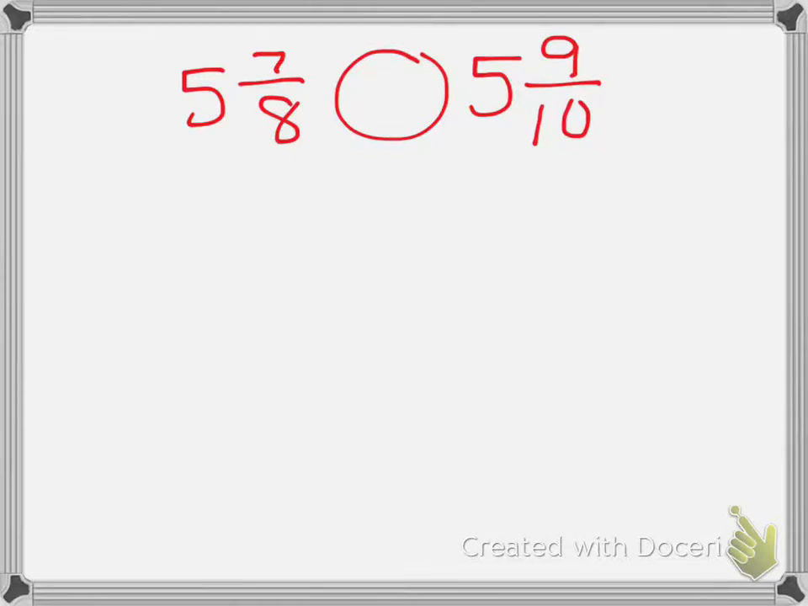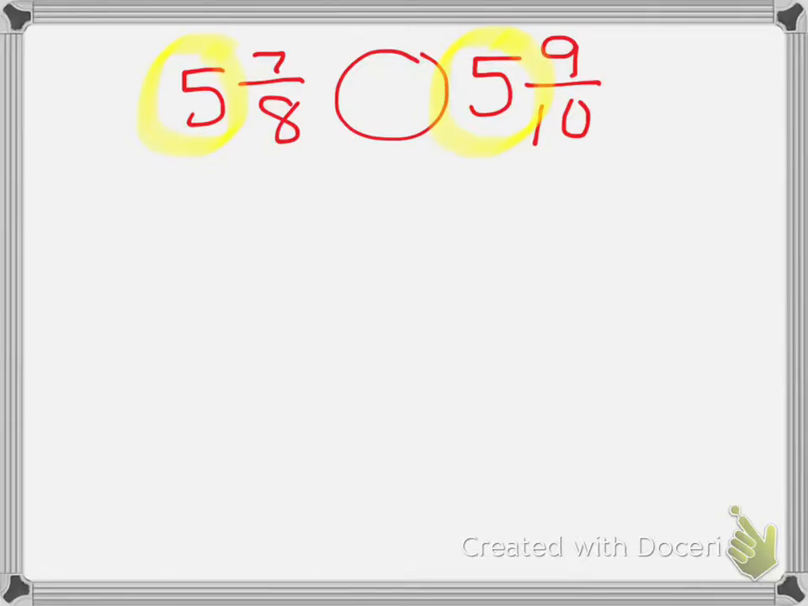Okay, so hopefully you noticed right away, after the last strategy, I said look at your whole numbers right away, because if they're different, you don't even have to look at the fraction. But in this case, we have 5 wholes and another 5 wholes. So now, since we can't compare using our whole, we have to compare using our fraction. Now we have 7/8 and 9/10.